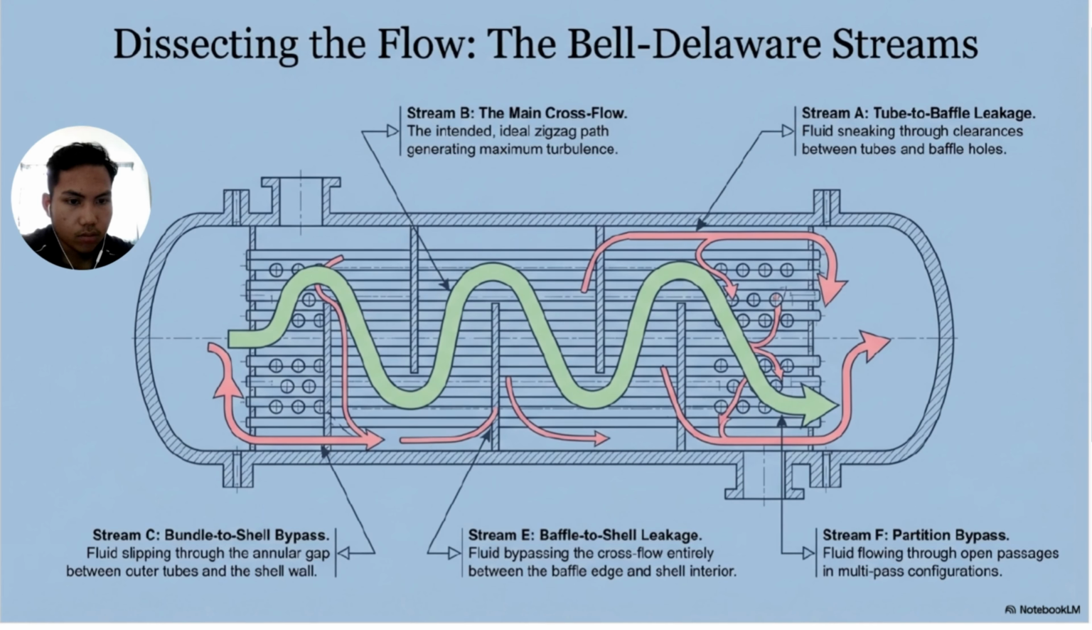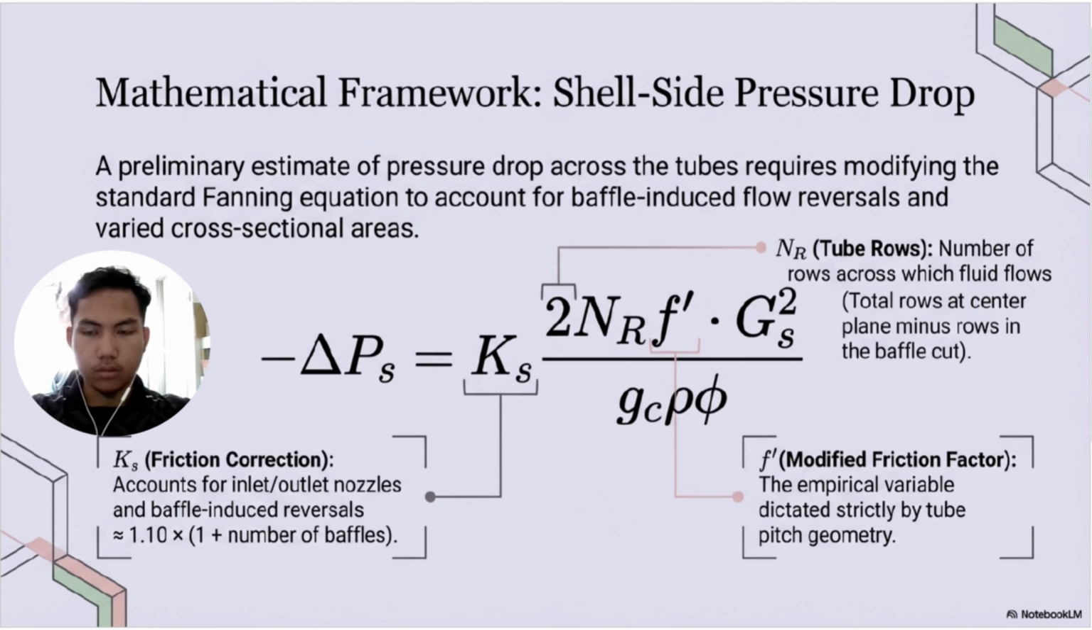Finally, stream C and stream F. So stream C is the bundle to shell bypass, acting like a highway that allows fluid to easily slip through the other gap between the outermost tube and the shell. And stream F represents the fluid flowing through open partition lanes in multi-pass designs. So understanding these distinct streams is critical because leakage and bypass flow contribute very little to heat exchange and significantly reduce overall efficiency. So moving on to the mathematical framework.